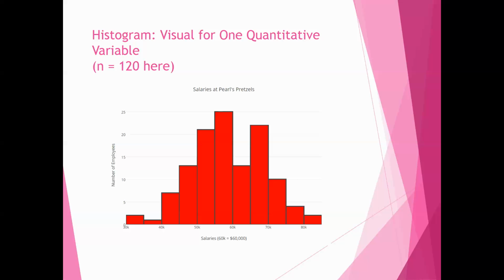Now, a histogram, this is more complicated. A histogram is a visualization of one quantitative variable. Here we have data on 120 employees at Pearl's Pretzel Factory. And how do we read this critter? Well, down here you see 40K, that's $40,000. Up here is $50,000. So this column here is the range from $40,000 to $45,000, and it goes up to a height of 7. That's the number of employees. So about 7 employees made between $40,000 and $45,000.